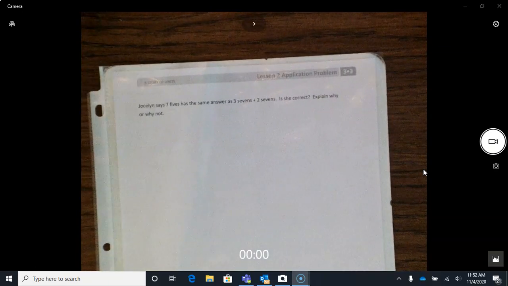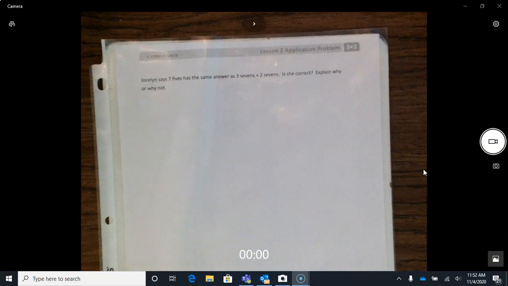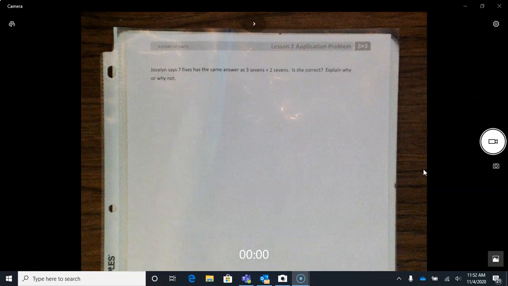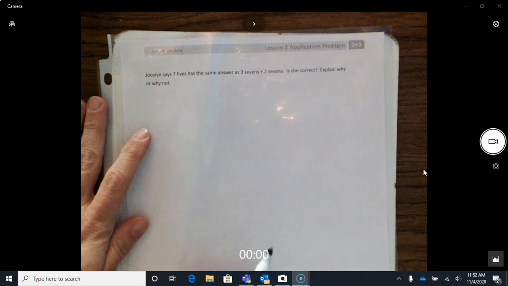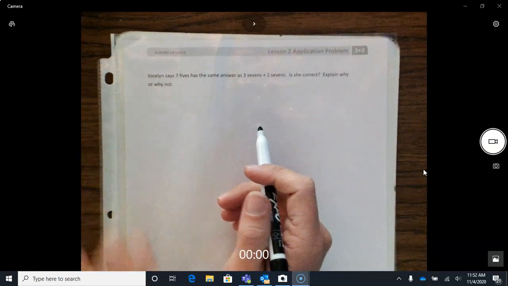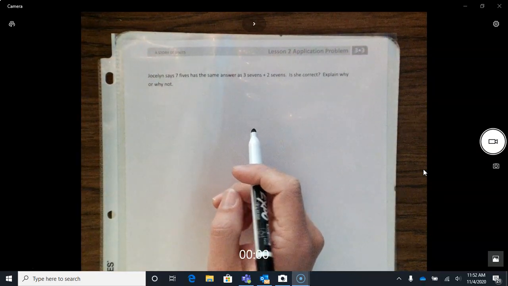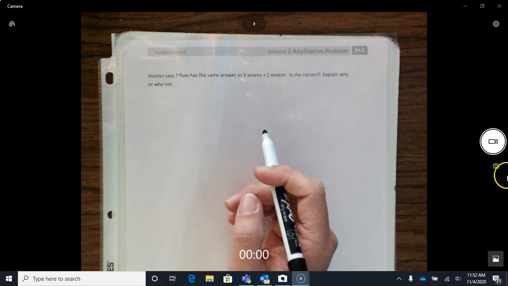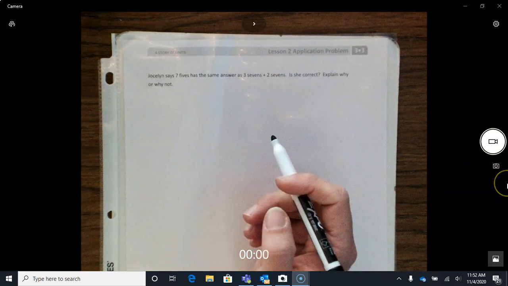And we're going to work on this application problem. All right, so remember, if you still need to go get that book, you can pause the video and then play it when you come back. All right, so this one says, Jocelyn says 7 5s has the same answer as 3 7s plus 2 7s. Is she correct? Explain why or why not. So I want you to pause the video for a second, and I want you to try to answer this question. And then when you're done, press play and we can go over it together.